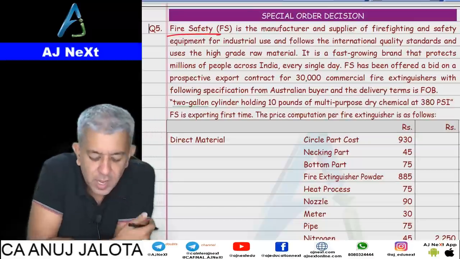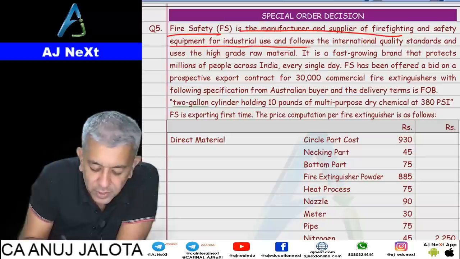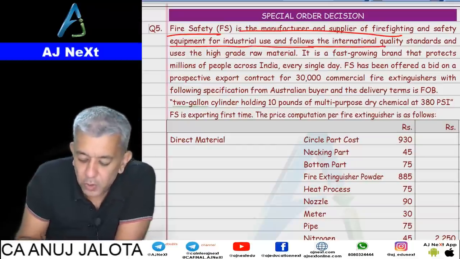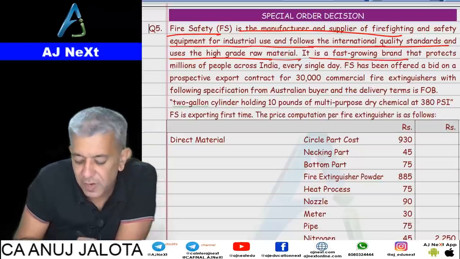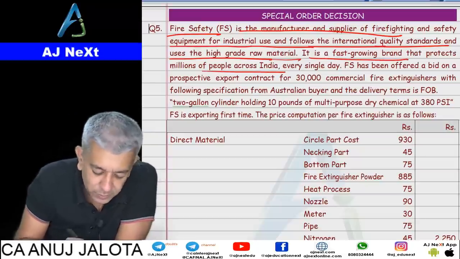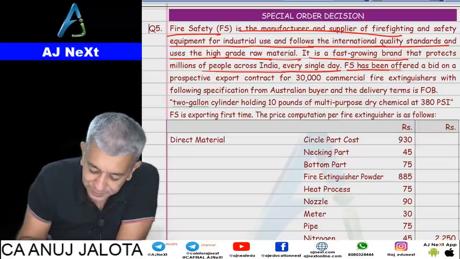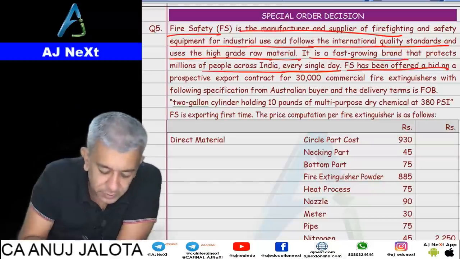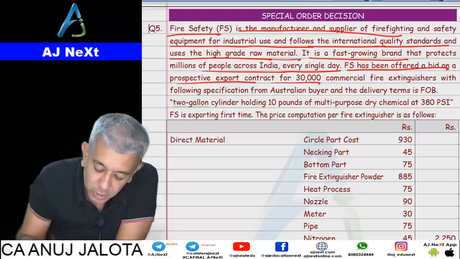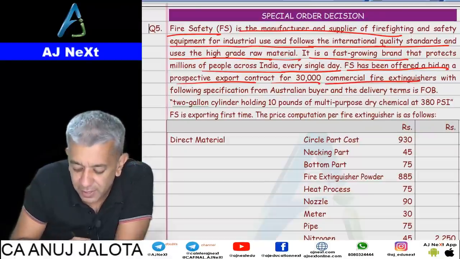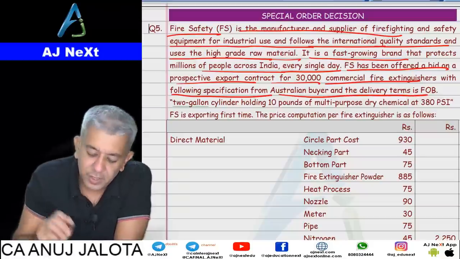So please read. Fire Safety is a manufacturer and supplier of firefighting and safety equipment for industrial use and follows international quality standards and uses high grade raw material. It is fast growing brand that protects millions of people across India every single day. FS has been offered a prospective export contract for 30,000 commercial fire extinguishers with the following specifications from Australian buyer. And delivery terms is FOB.